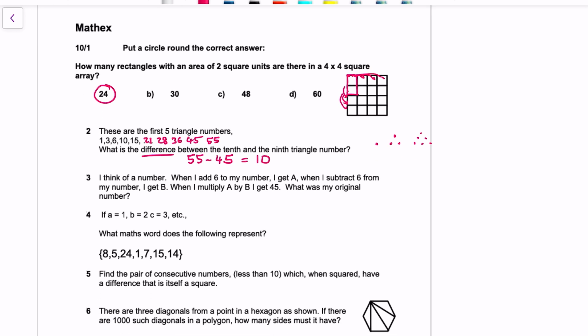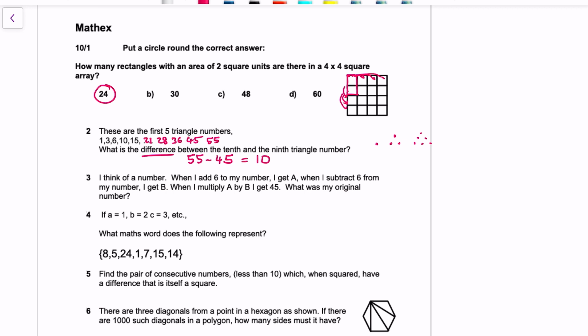Okay, I think of a number. When I add 6 to my number, I get A. When I subtract 6 from my number, I get B. When I multiply A by B, I get 45. What is my original number? So we could guess and check this, but the foolproof way would be to solve using algebra.